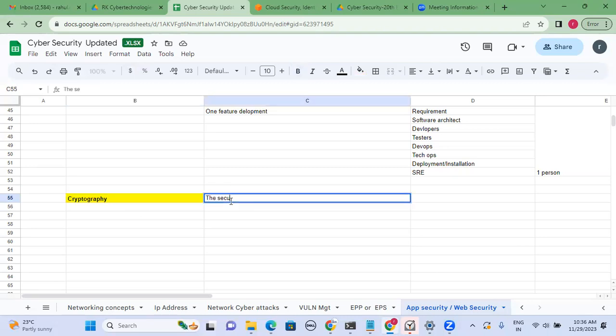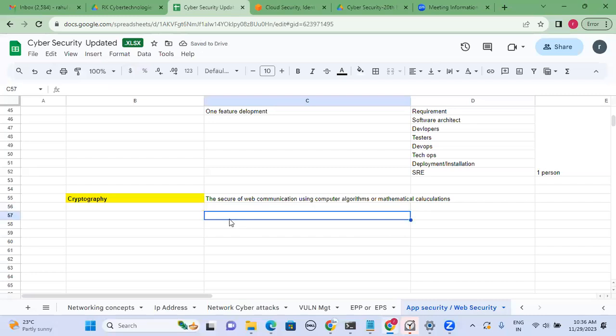The secure way of web security or web communication using computer algorithms or mathematical calculations is called cryptography.